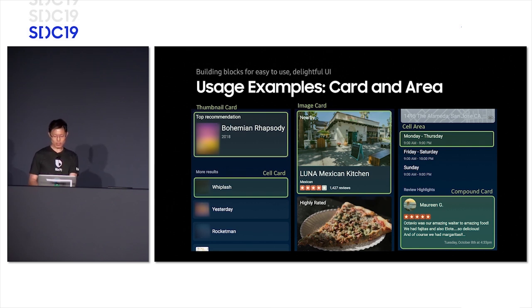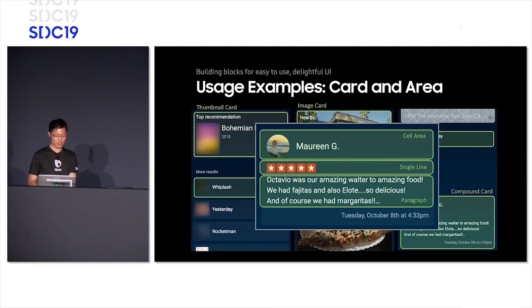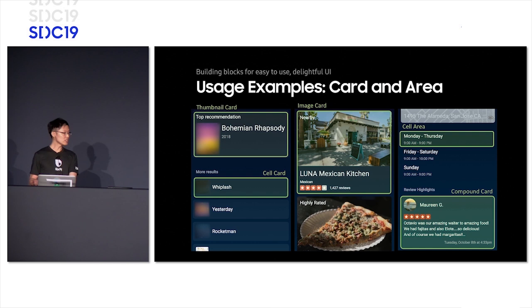Here's another interesting component called compound card. What's interesting about this one is that it has the same consistent card look, but it can be created by combining multiple existing components. In this particular example, it was created using cell area, single line, paragraph, and title area. This gives you a lot of flexibility when you want to create a card. But because it's reusing each component, it looks coherent with other components.